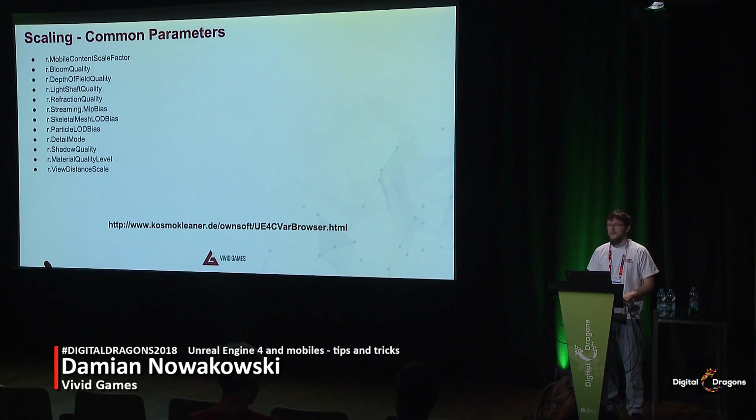There is also the detail mode, which says which actors to render and which not, because every actor can have a minimal detail mode set for it to be rendered. There is, of course, the shadow quality, the material quality level, which we talked about previously, and the view distance scale, which changes the value of the max drawing distance. So if you have an open world mobile game, you can remove objects that are rendering far away on low-end devices.